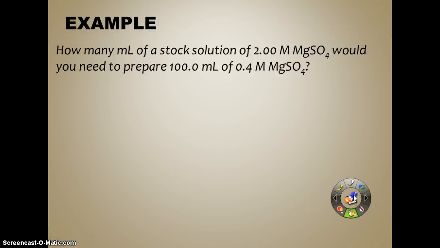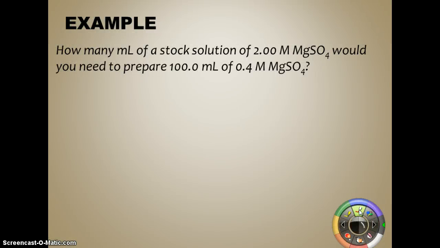So let's try one. How many milliliters of a stock solution of 2.00 molar magnesium sulfate would you need to prepare a 100 milliliter solution of 0.4 molar magnesium sulfate? The volume units don't matter as long as they're both the same, so they can both be in milliliters or they can both be in liters. And the same thing with your concentrations, they both need to be the same.